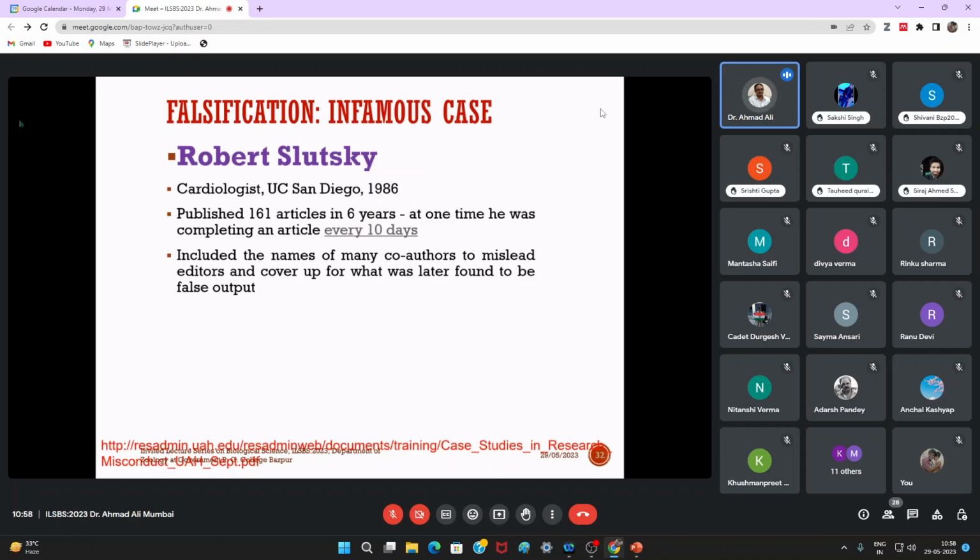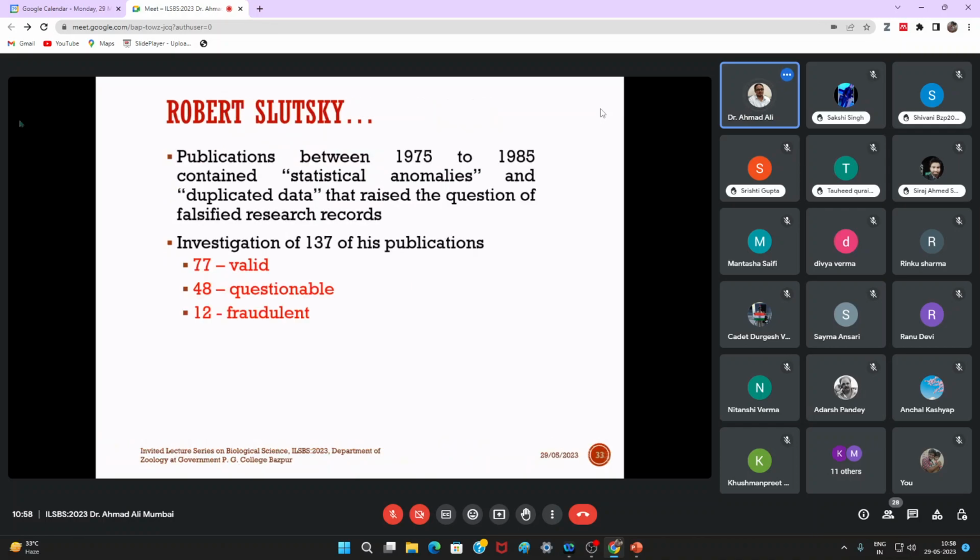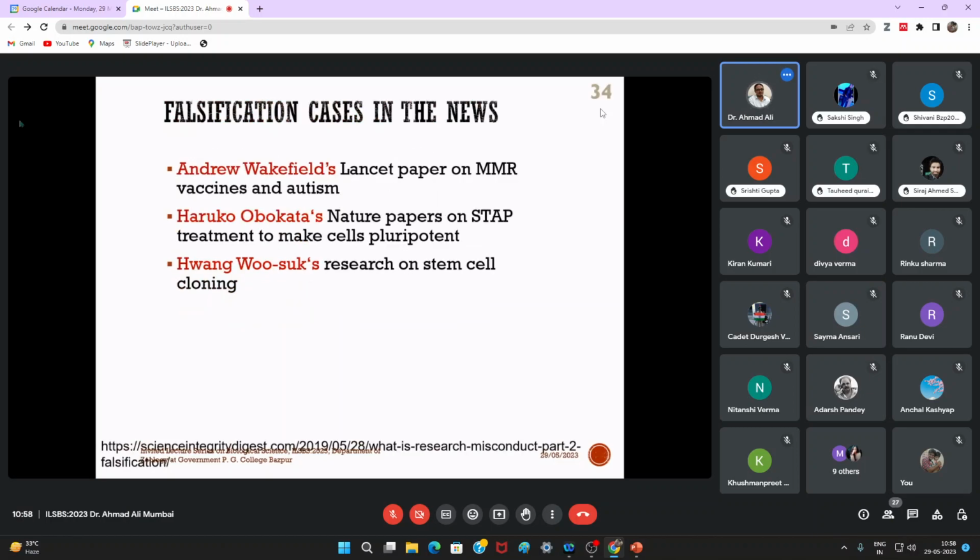Another very infamous case of falsification is Robert Slutsky, a cardiologist from the US. He published 161 articles in 6 years. At one time, he was communicating one paper every 10 days. Investigations of 137 of his publications found 77 valid, 48 questionable, and 12 fraudulent.